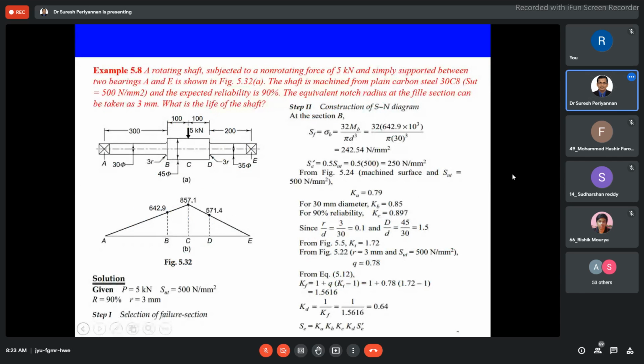See here. Now a rotating shaft is subjected to a non-rotating force of 5 kilonewton and simply supported between two bearings, A and E. The shaft is machined from plain carbon steel. The machining process is given, plain carbon steel. What is the surface finish factor? Please, can you tell me that? Plain carbon steel surface finish factor.